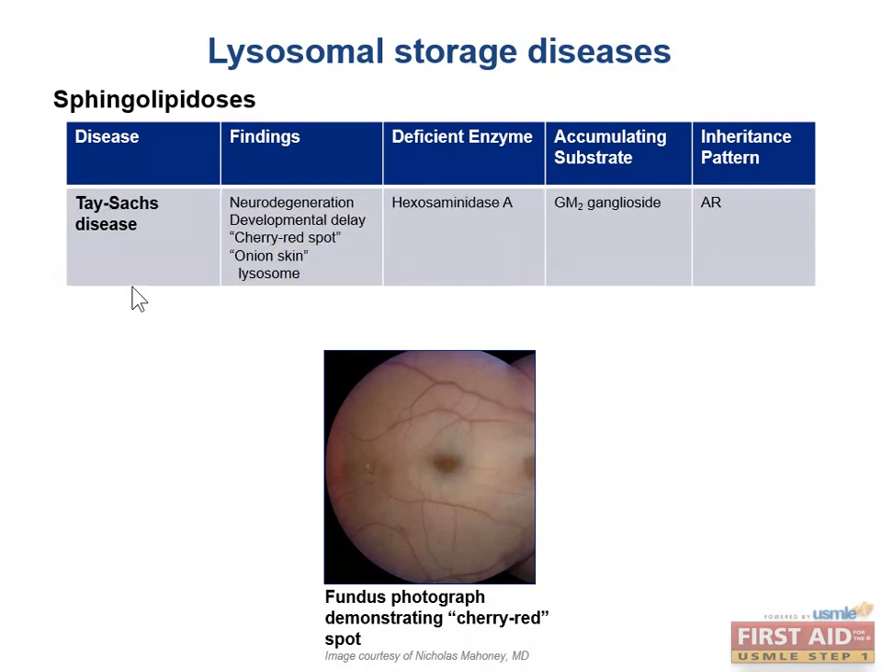So, as promised, let's take a look at Tay-Sachs disease. It's going to present with cherry red spots as well. So that's one way to distinguish clinical findings. This is going to be a cherry red spot on the macula. Tay-Sachs is going to be an extremely high-yield disease. So remember that GM2 ganglioside is going to build up due to a hexosaminidase A deficiency.